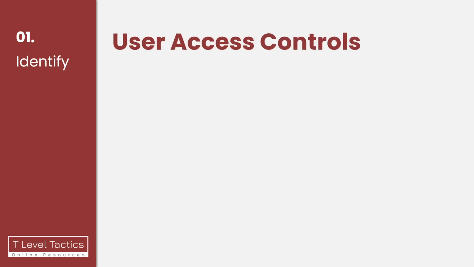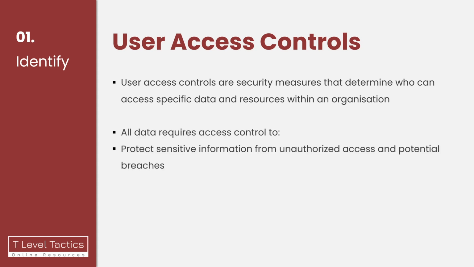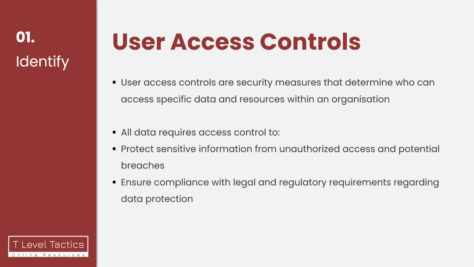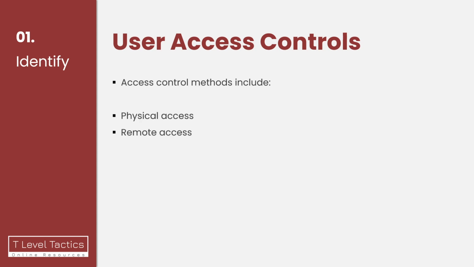User access controls are security measures that determine who can access specific data and resources within an organization. All data requires access control to protect sensitive information from unauthorized access and potential breaches, and ensure compliance with legal and regulatory requirements regarding data protection. Access control methods can include physical access, remote access, permissions, and user authentication. Let's take a look at what some of these are.